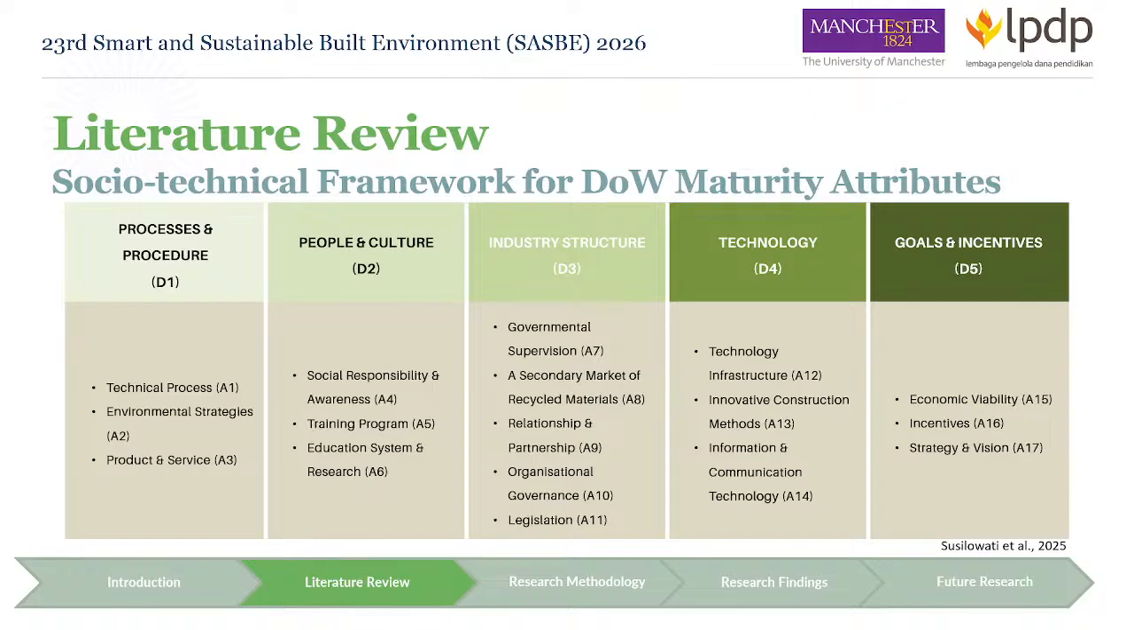From the previous research, we use a socio-technical system approach to categorize our attributes into five dimensions. The first is process and procedure, consisting of 3 attributes; people and culture, 3 attributes; industry structure, 5 attributes; technology, 3 attributes; and the last is goals and incentives, 3 attributes. So the total is 17 attributes.